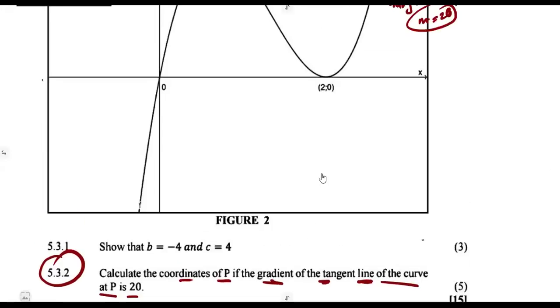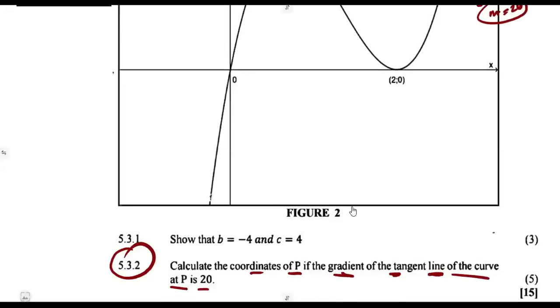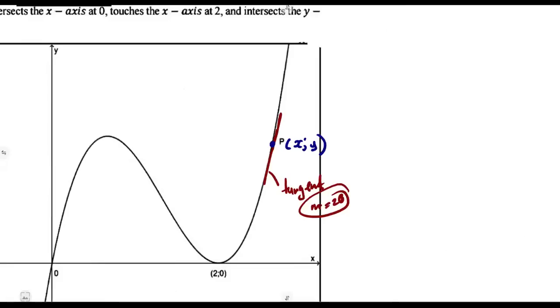All right. So we need the coordinates of P, not the equation. We just need the coordinates of P. We do not know these coordinates. So it was actually 5.31 and 5.32. There I just wrote 5.3. So this is 5.32 now. The first one was 5.31. Now this is 5.32. So we need the coordinates, guys, of P. So what will be the conditions there?